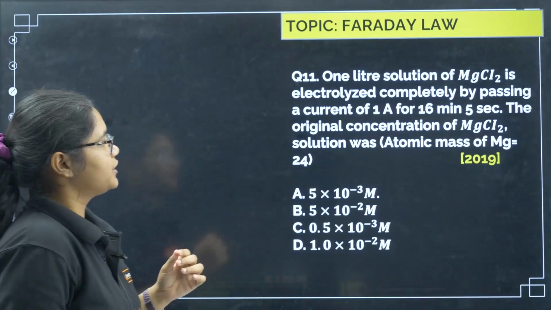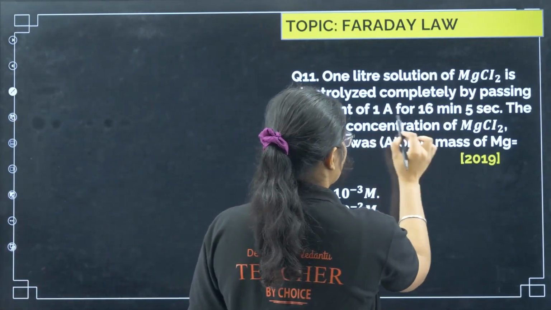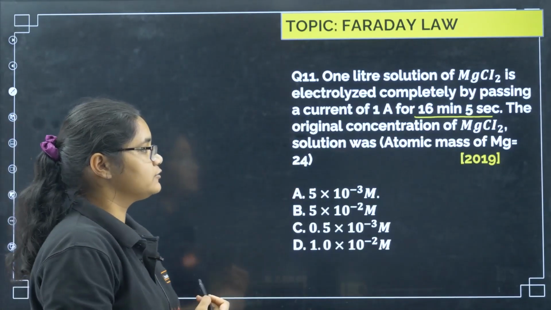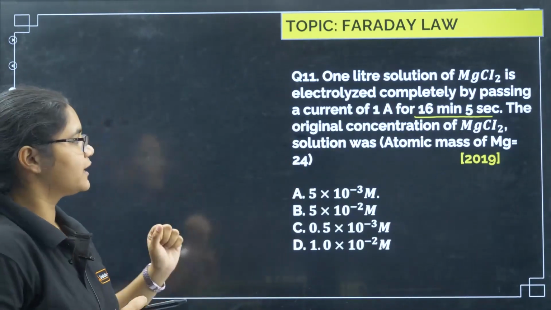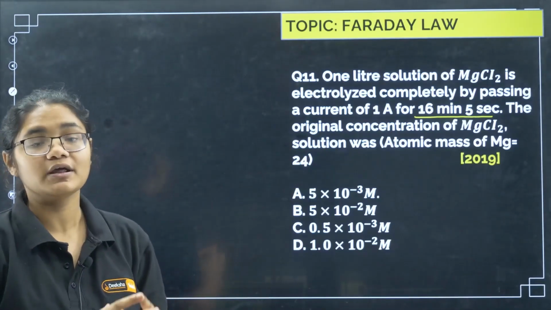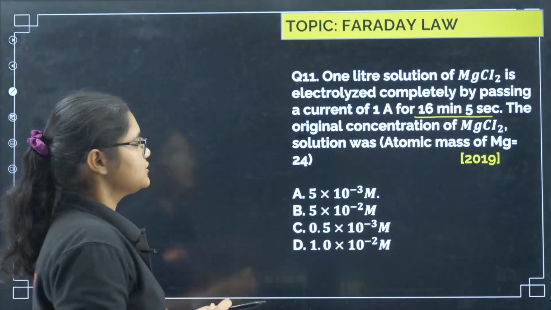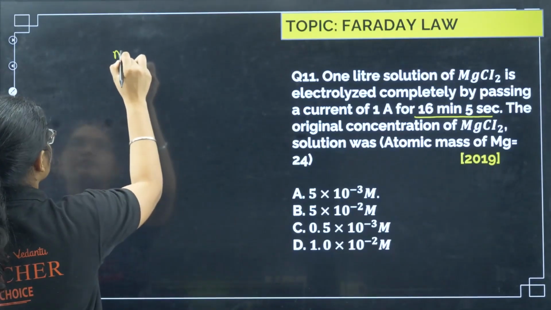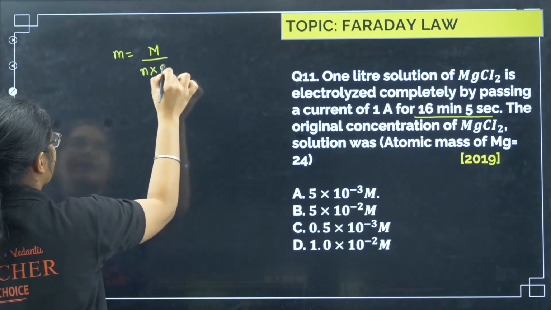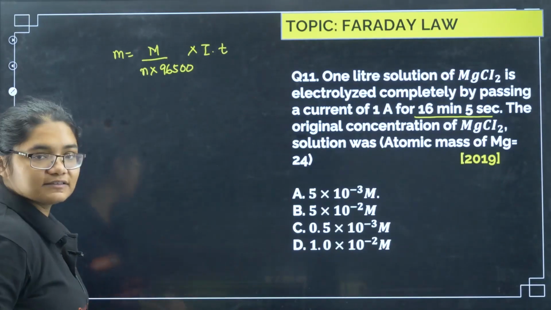A 1 liter solution of MgCl2 is electrolyzed completely by passing current of 1 ampere for 16 minutes and 5 seconds. The original concentration of MgCl2 solution was. So here you can see that this is Faraday's law. Original concentration of MgCl2, we just have to find out the number of moles of MgCl2 that was present. Okay. So now if you know that Faraday's law tells you that M is equal to molar mass divided by n into 96500 into I into T, that is Faraday's law.